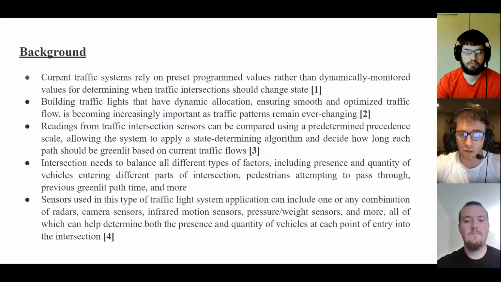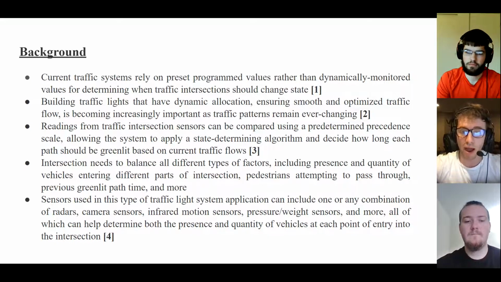Readings from different sensors within these intersections can be compared using a predetermined precedence scale that can allow the intersection system to apply a state-determining algorithm. This will then allow it to decide how long each path through that intersection should be greenlit based on current traffic flows rather than predetermined values.